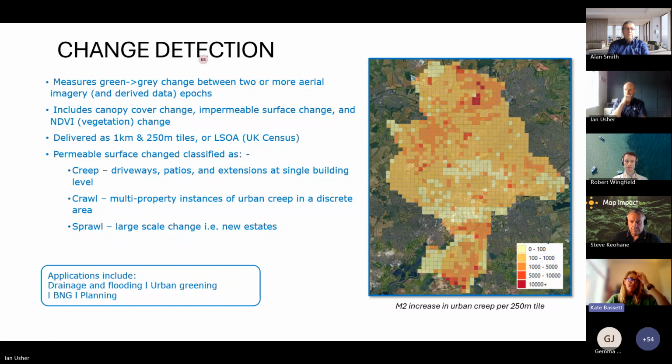Innovation is in our DNA at Blue Sky, and we don't only provide information as to what is there, but also why it matters. I wanted to briefly talk to you about our new change detection product, which is a spatial intelligence product that reveals how and where our landscape is changing, from tree loss to new hard standing to shifts in vegetation health. Built from Blue Sky's exclusive aerial imagery and NTM data, the change detection product shows green to grey change plus canopy change, which is perfect for use in planning, drainage and flooding analysis plus urban greening.